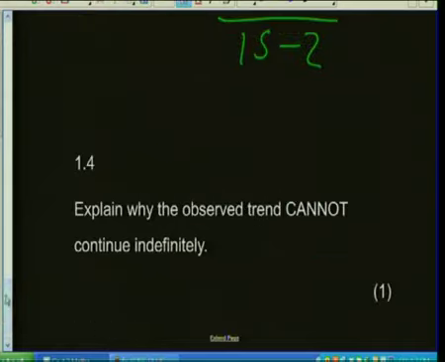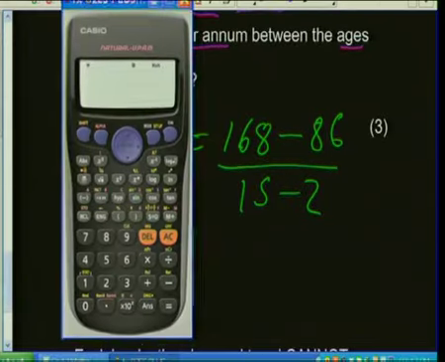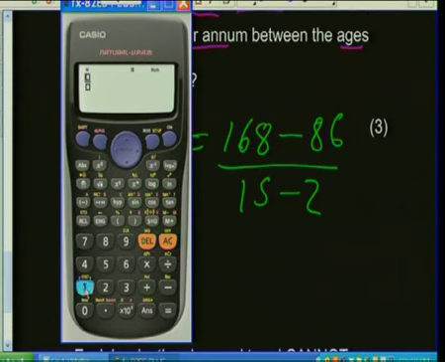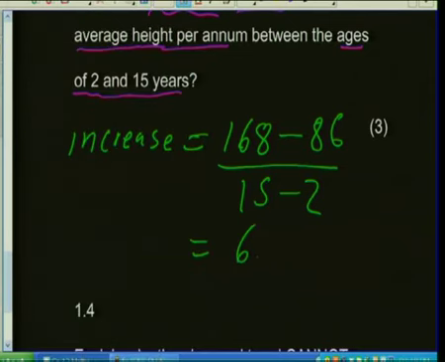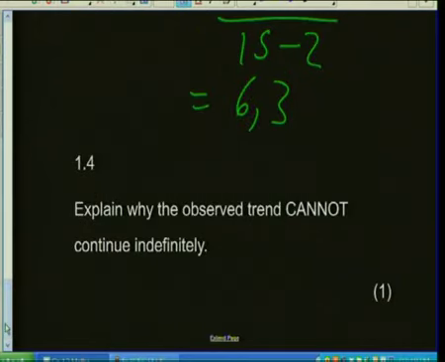Okay, then you can put this in a calculator straightforward. So I have 168 minus 86 over 15 minus 2, and this is approximately 6.3. This is your average increase for your height. Okay, that makes sense, guys. You just use the gradient. Gradient is change in y over change in x. In this case, our y is the height and the x is the age of the boys.